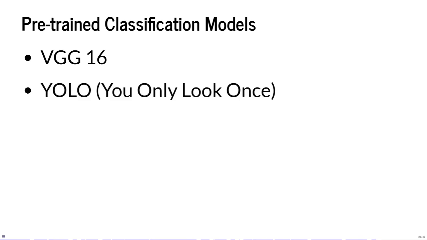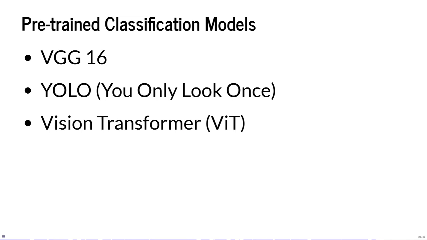VGG16, it's a deep convolutional neural network architecture developed by the Visual Geometry Group, VGG, at the University of Oxford. YOLO, this means you only look once. This is suitable for identifying moving objects. Another pre-trained classification model is the Vision Transformer.